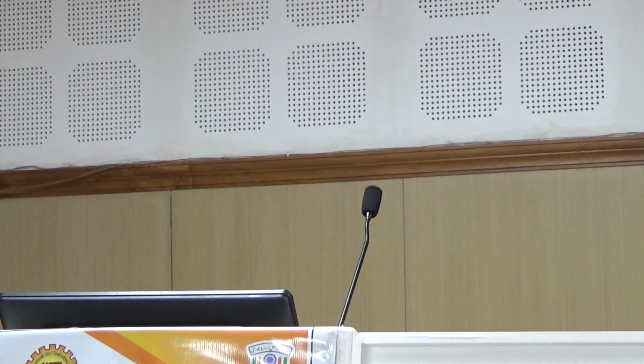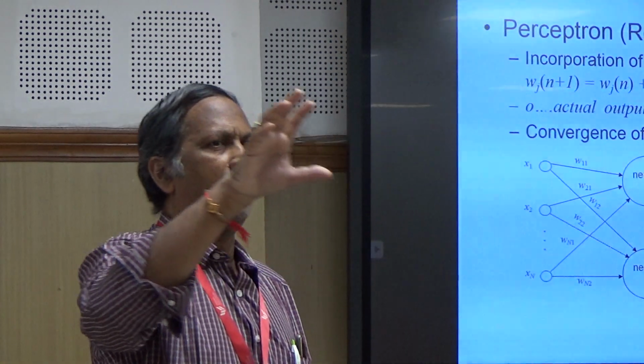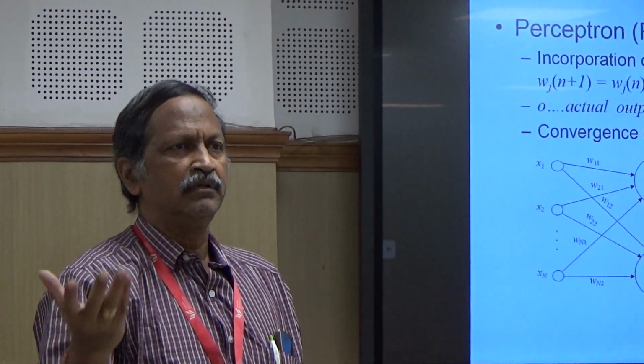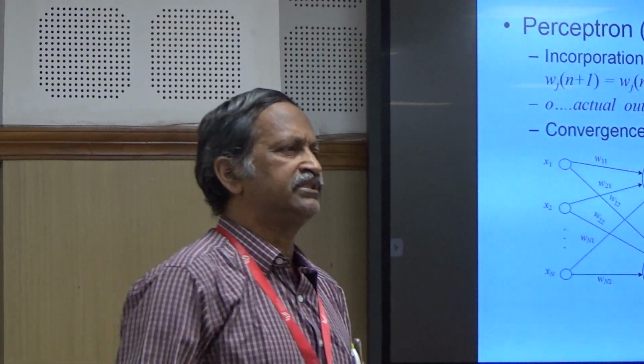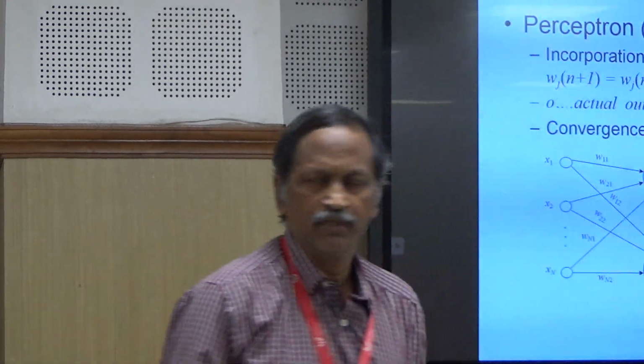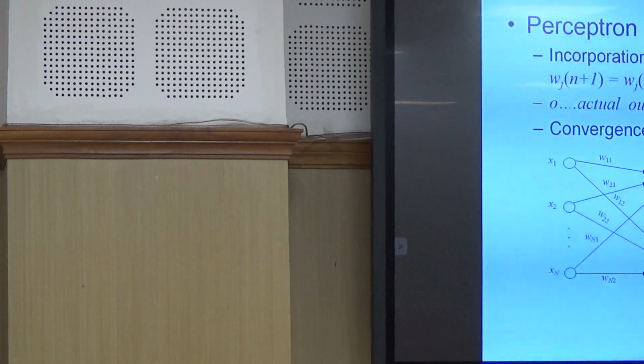So the natural question would be, we are making a very restrictive assumption that the patterns are linearly separable. So a question that comes out is, suppose in 2 dimensions, are there patterns belonging to 2 classes which are not linearly separable? So the answer is yes.